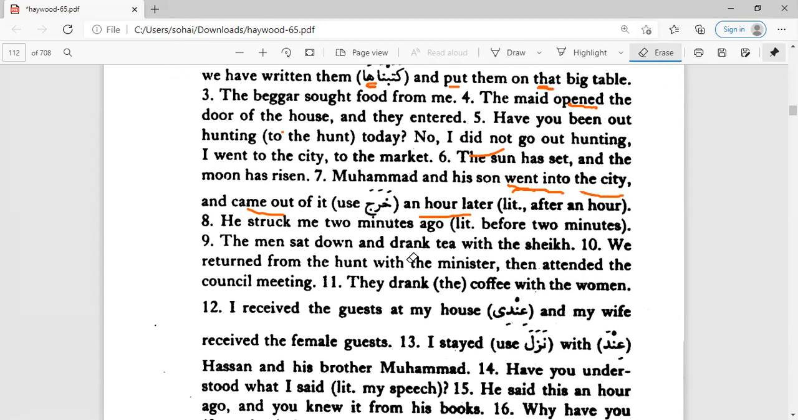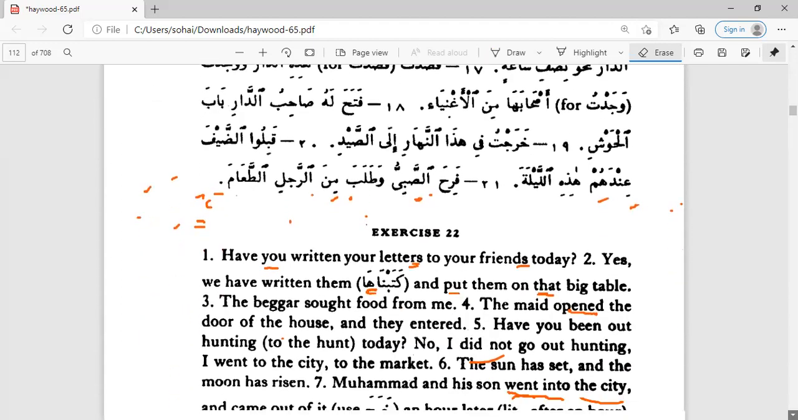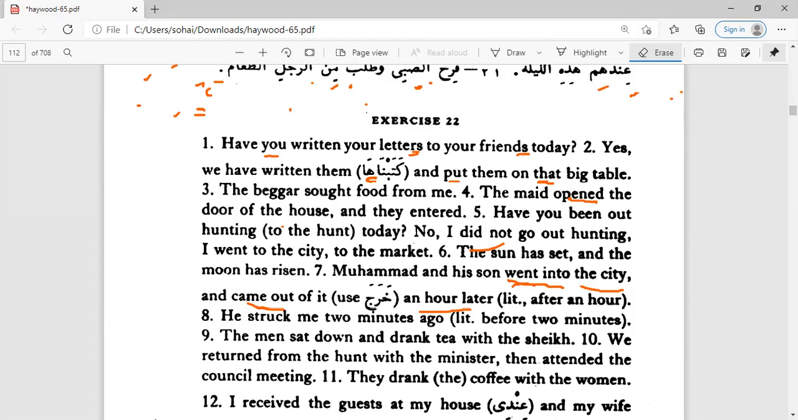The men sat down and drank tea with the sheikh. Here again, just quickly do this, because I want to emphasize this point. When we start off with the verb, it's always going to be singular, because the subject is mentioned afterwards, which is going to tell us how many people there are. Jalasa ar-rijalu, the men sat. Sat down and drank tea.